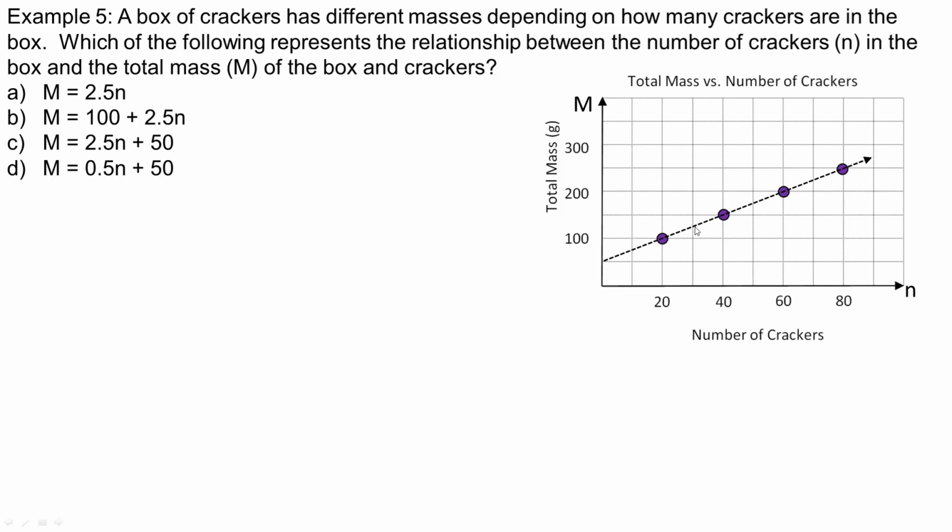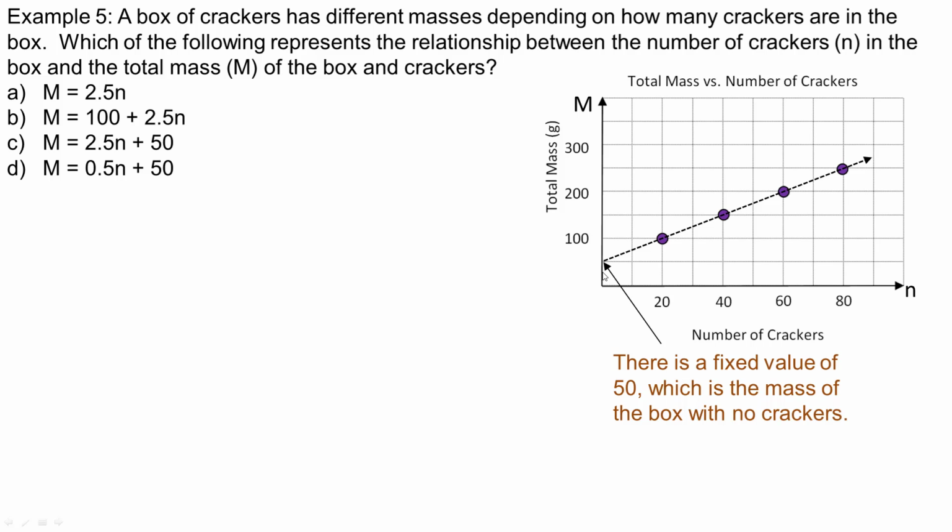Notice that we can draw a nice straight line through them, so this is linear, and there's a fixed value right here. This would be 0 on the horizontal n axis, and at 0, the mass is 50. This is mass up here. So that tells us the fixed value is 50, which must be the mass of the box when there are no crackers in it.